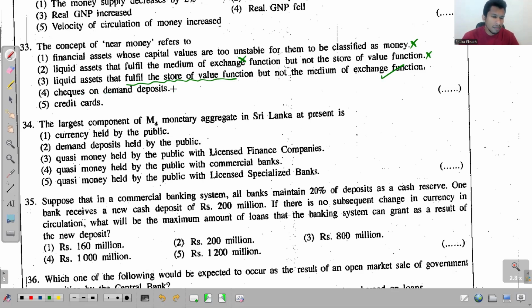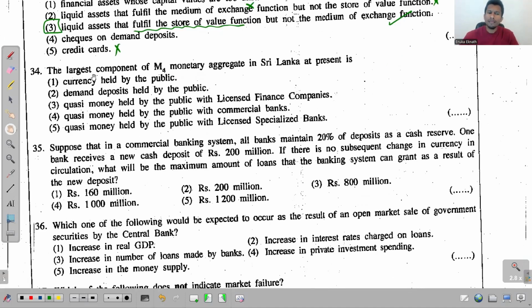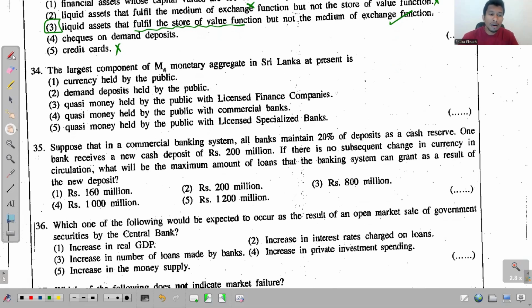No, that's bank money. And credit cards, we do not recognize credit cards as near money, and credit card belongs to money substitutes. Right? So that is also then wrong. Then the answer for this question 33 is the third one. Right. Look at this 44.